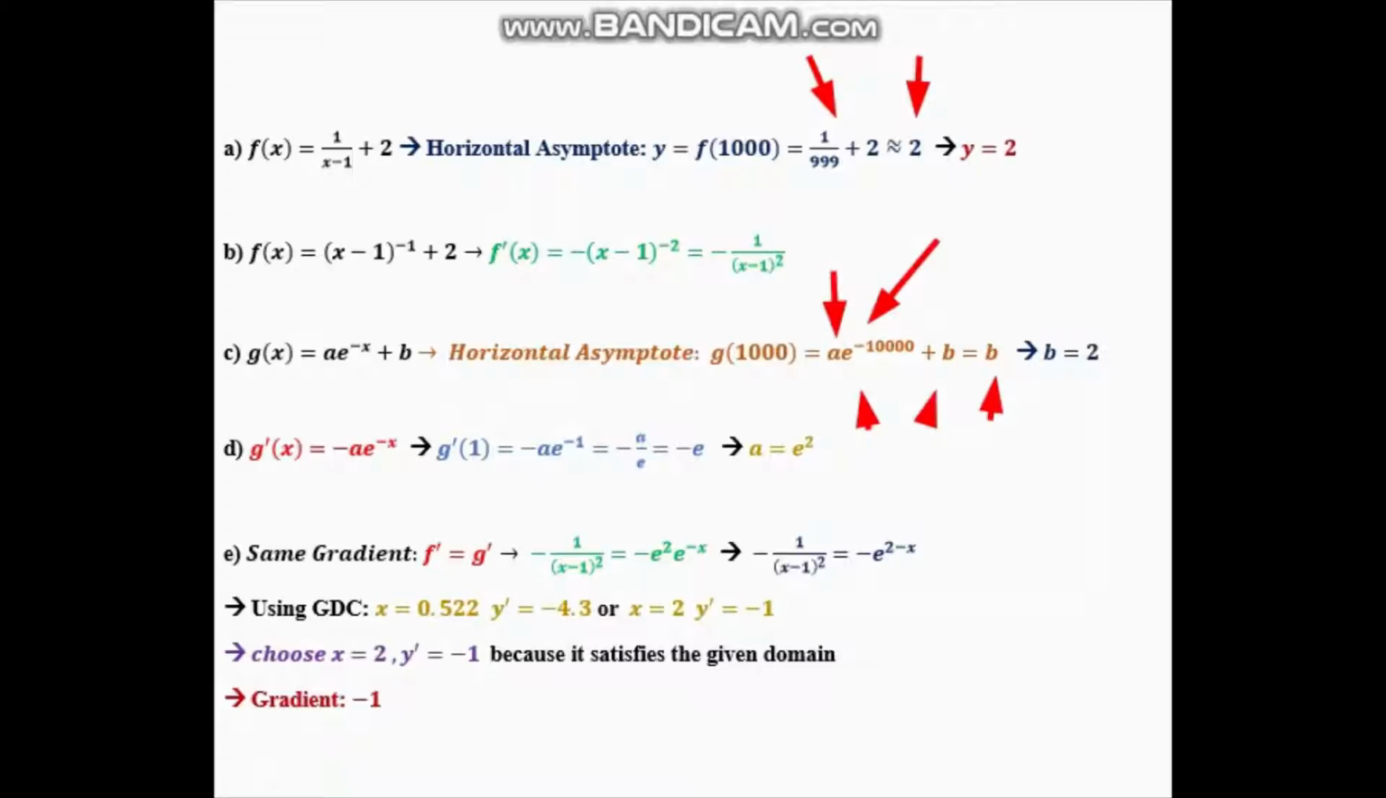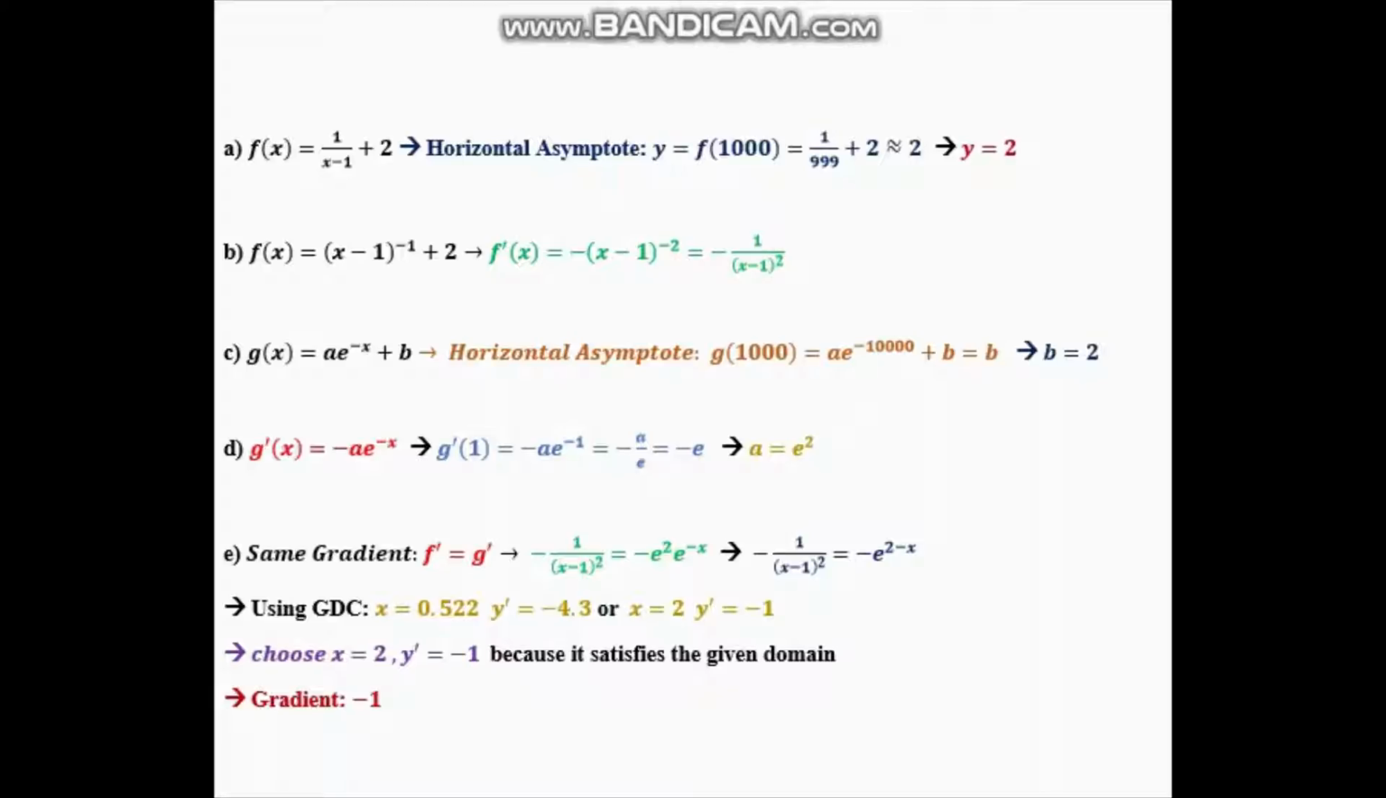So moving on to question D. Given that g dash of 1 equals negative e, find the value of a. So we are given the value of g dash when x equals 1, g dash equals negative e. So in order to find the value of a, I'm going to find g dash of x as an equation. Then I'm going to plug 1 instead of x and negative e instead of y or g dash. And I'm going to try to find the unknown.